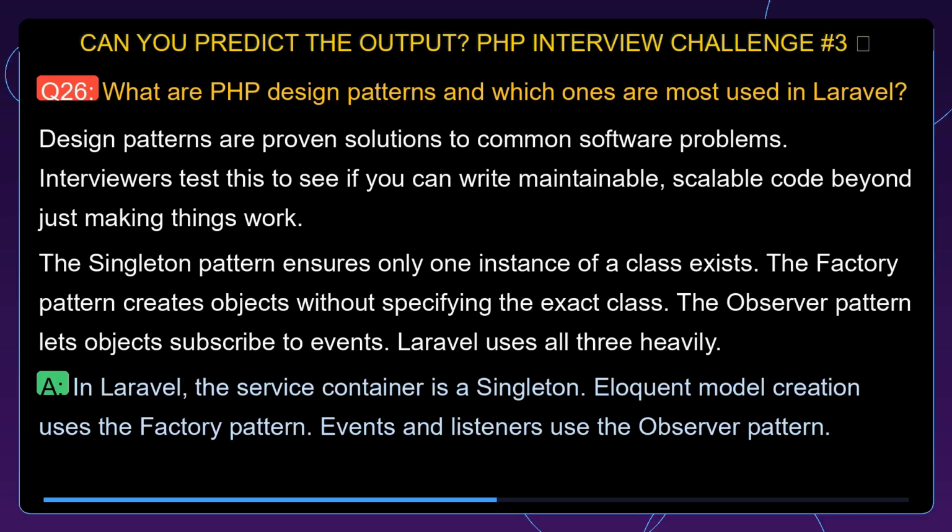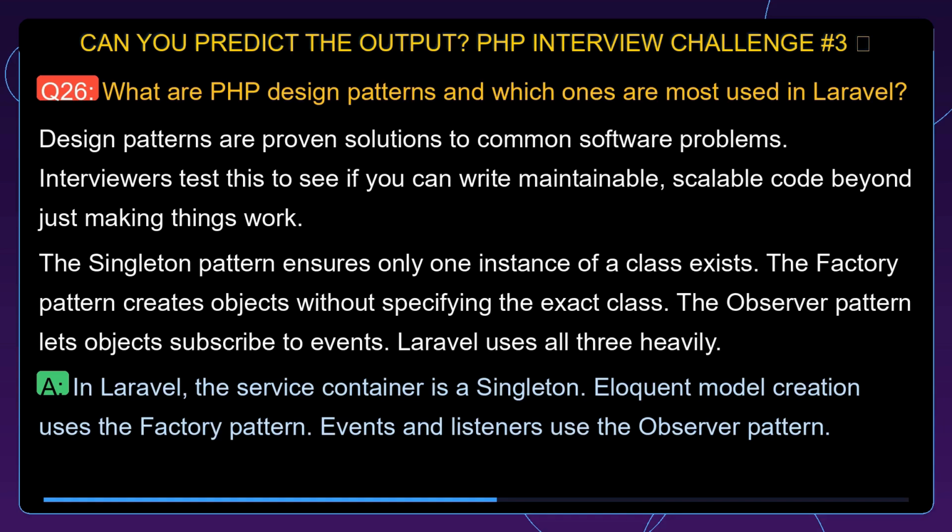Q26. What are PHP design patterns and which ones are most used in Laravel? Design patterns are proven solutions to common software problems. Interviewers test this to see if you can write maintainable, scalable code beyond just making things work. The singleton pattern ensures only one instance of a class exists. The factory pattern creates objects without specifying the exact class. The observer pattern lets objects subscribe to events. Laravel uses all 3 heavily.